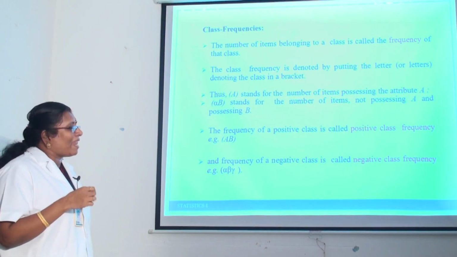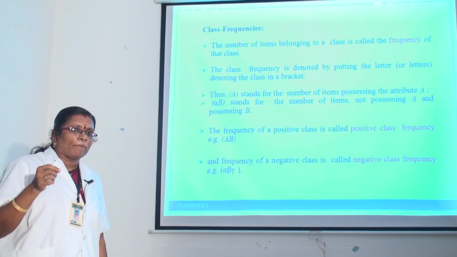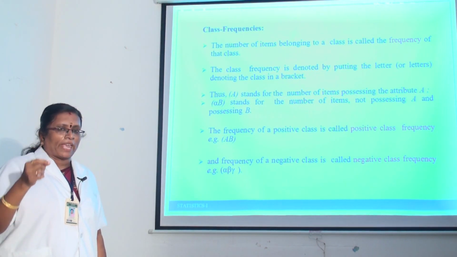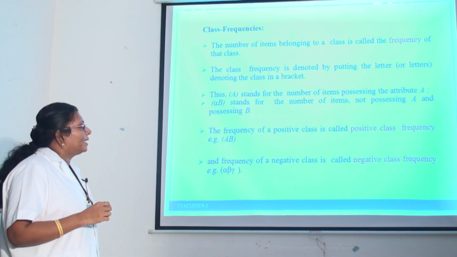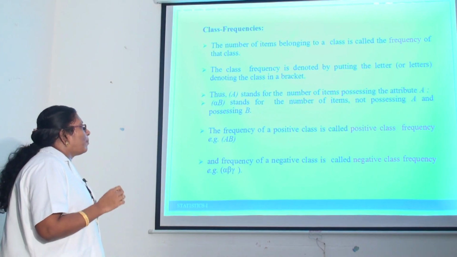Suppose you take this (αB), then what is the meaning? It is non-possessing of A and possessing of B. That is the actual meaning. That stands for the number of items not possessing A and possessing B.